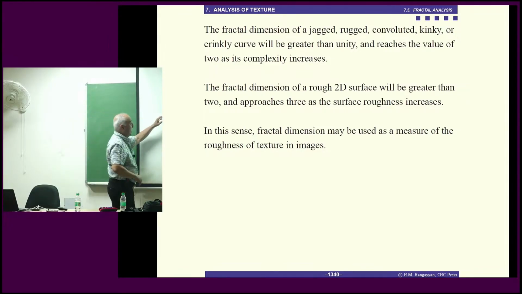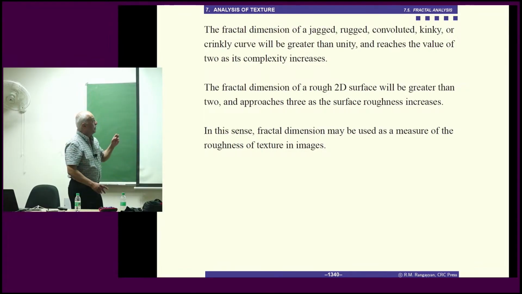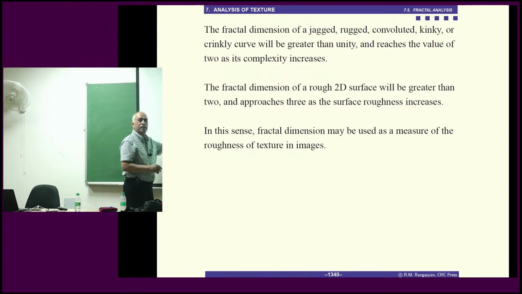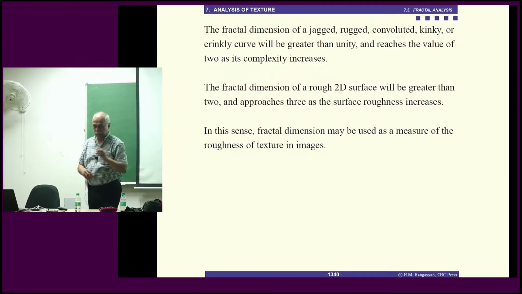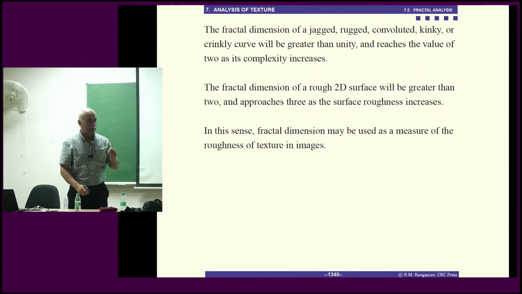And in terms of images, the fractal dimension of a rough 2D surface or image will be greater than 2 and goes towards 3. So in that sense, it's a measure of roughness. So you need to recognize what you are representing by this parameter.